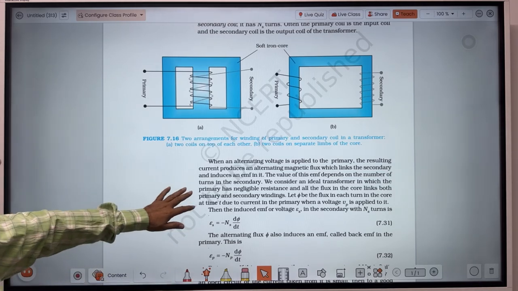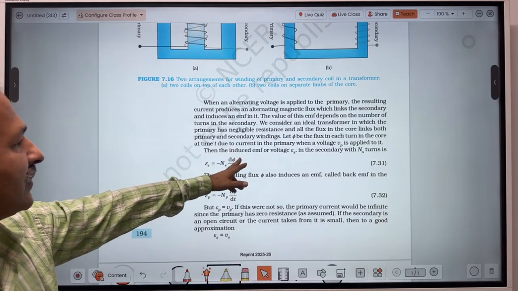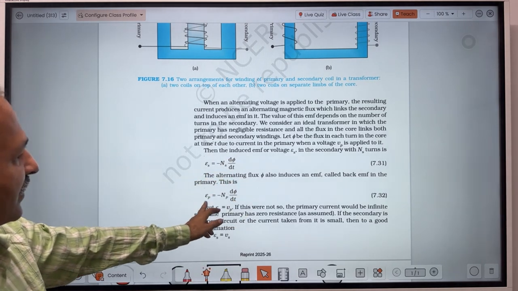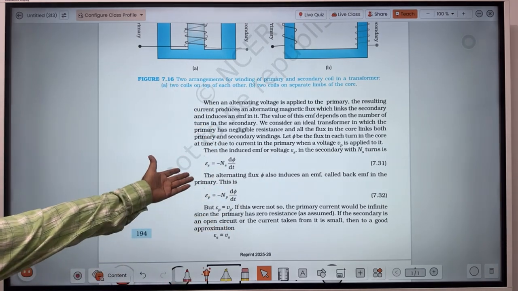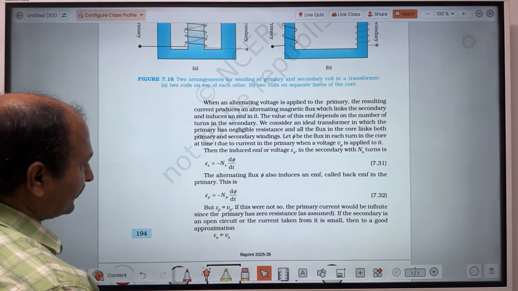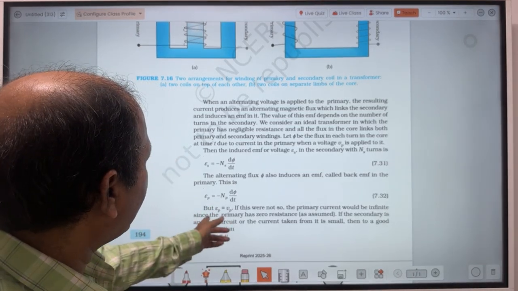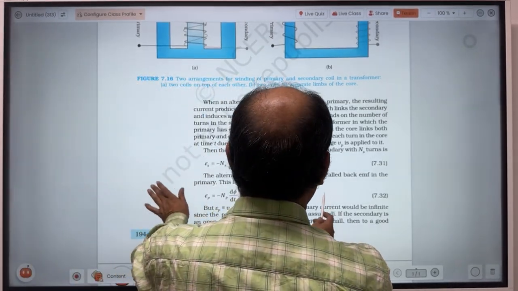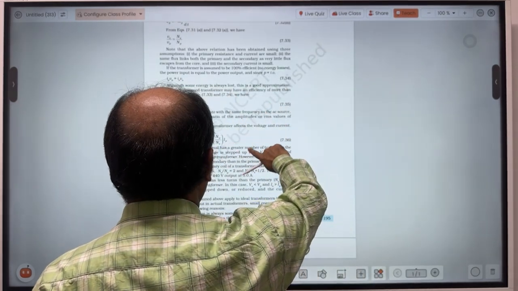And voltage across secondary will be ES equal to minus NS, number of turns in secondary, times change in flux d phi by dt. Similarly, voltage across primary will be EP equal to minus NP d phi by dt. Flux change will be the same. So after equating, we will get ES upon EP will be NS upon NP. And here the induced voltage and applied voltage are taken as same. Here the concept is given, you can go through, and we have already studied about it. This is just a quick recap.